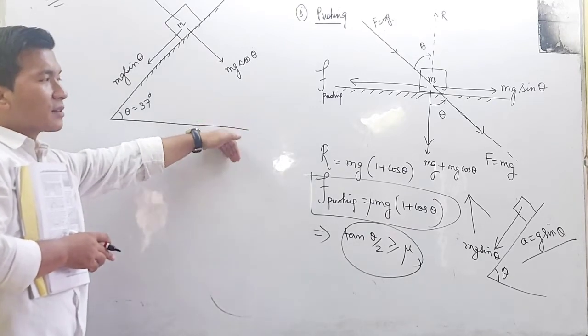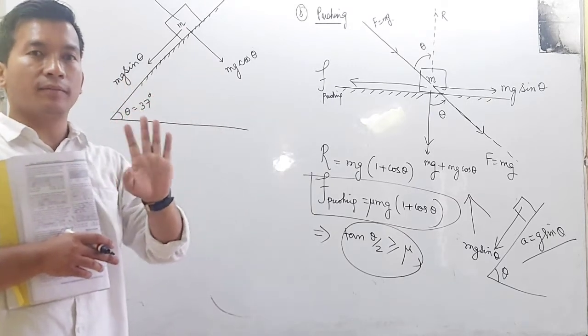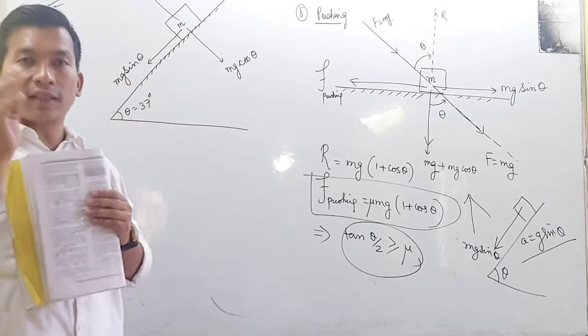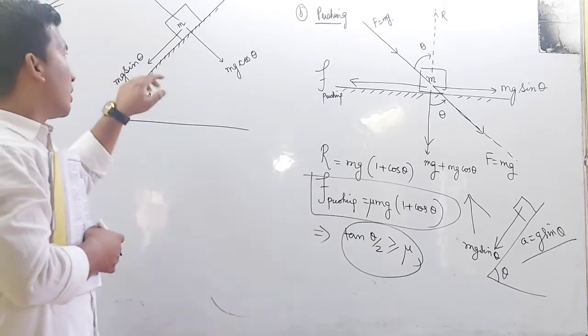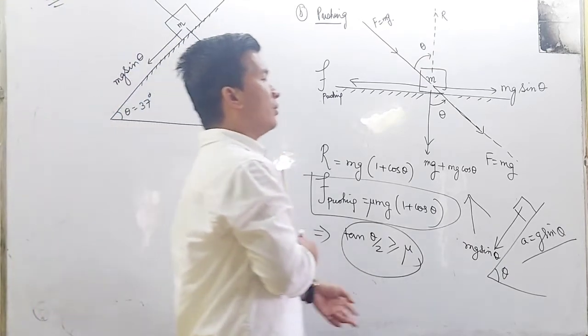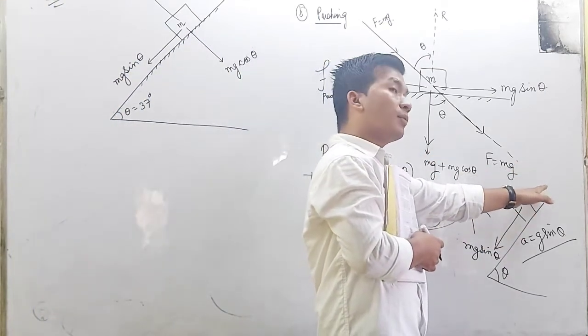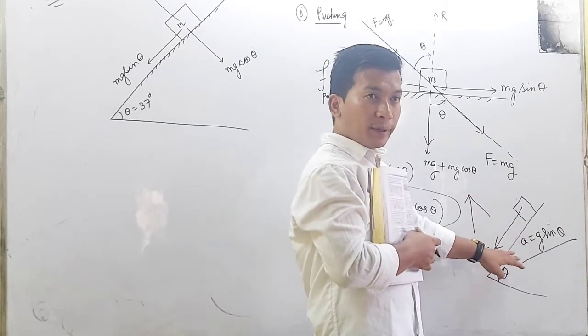We will put the value of theta after understanding the correlation between 53 and 37. Understand the diagram. If it is a smooth surface, what must be the condition? In a very simple way, the object will be sliding down the inclined plane.